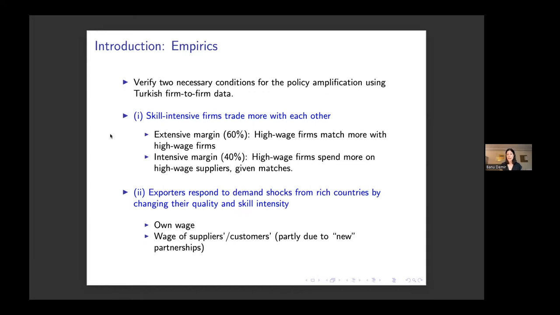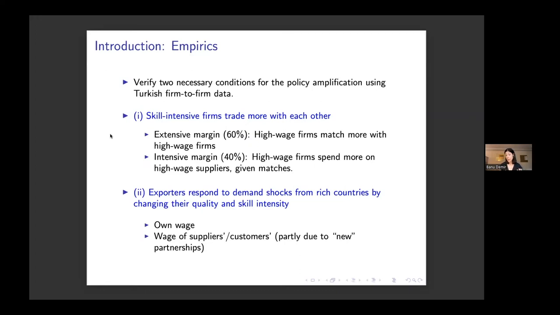The second one is that we need exporters to respond to demand shocks coming from foreign countries. So we employ a shift share regression design. I'm going to explain the details later. And we find that when there's an exogenous positive demand shock originating in rich countries, then exporters upgrade their quality and skill intensity. So we observe an increase in own wage, but we also observe an increase in average wages of its suppliers and buyers.